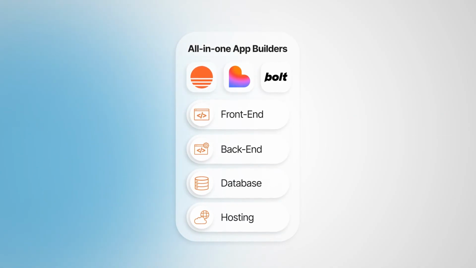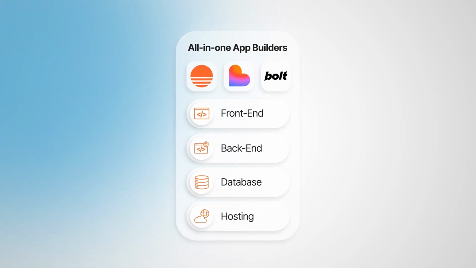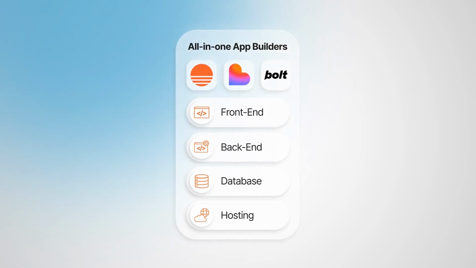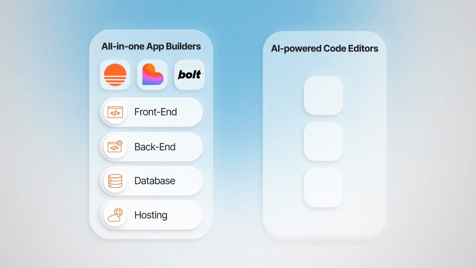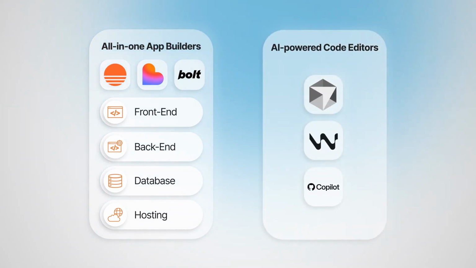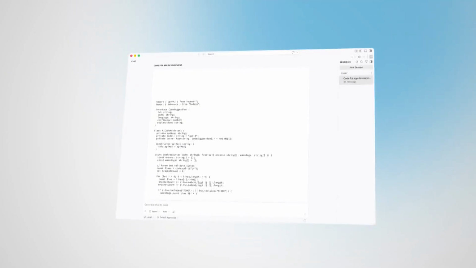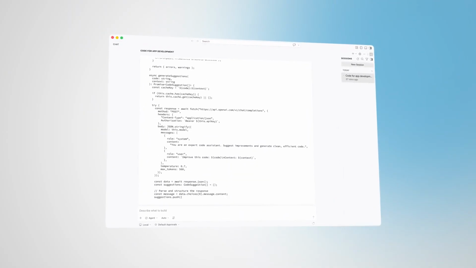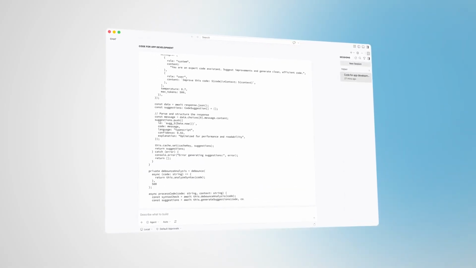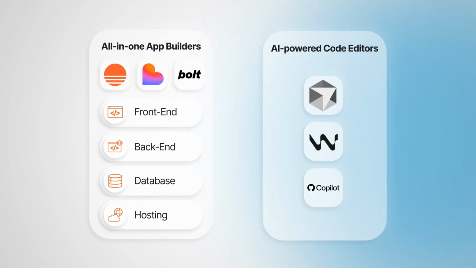You don't touch code, you don't set up servers, you just describe what you want, and the platform handles the rest. These are the most beginner-friendly option, and they're what most people think of when they hear the term vibe coding. The second category is AI-powered code editors, tools like Cursor, Windsurf, and GitHub Copilot. These still use a traditional code editor. You're looking at actual code files, but AI writes most of the code for you. You can describe what you want in natural language, and the AI fills it in. These are better if you have some coding background or if you want more control over what's being built.